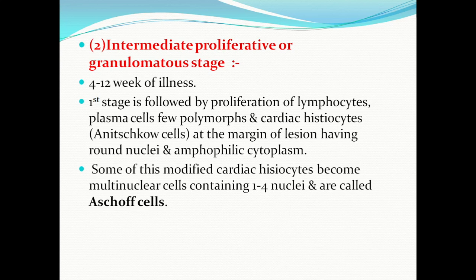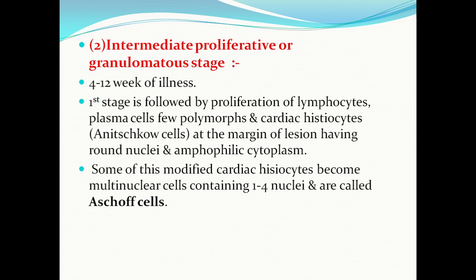These cardiac histiocytes are nothing but activated macrophages, and they are also known as Anitschkow cells. It is also asked as an MCQ that the cardiac macrophage is known as Anitschkow cells, which appear at the margin of lesions, having round nuclei and amphophilic cytoplasm. What do you mean by amphophilic? It is neither eosinophilic nor basophilic. It means it lies between eosinophilic and basophilic.